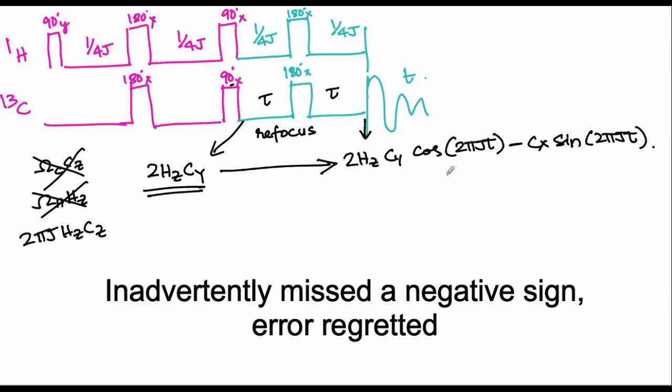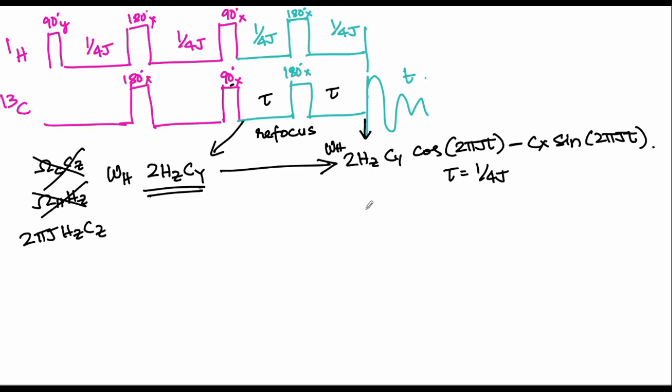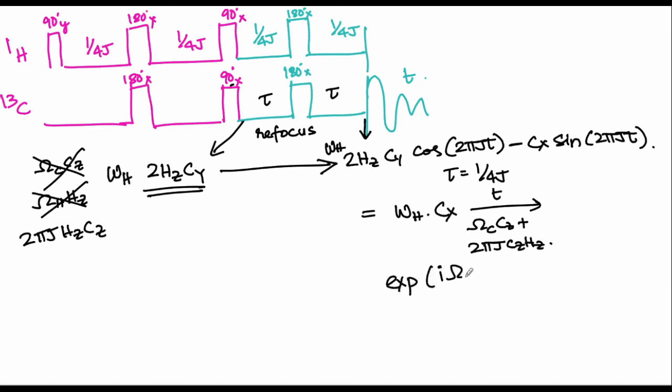The important thing here is that you have set tau to 1 over 4J. That immediately indicates this will go to 0 and this will go to 1. Therefore, you are only having minus Cx. Remember, all this is weighted with the omega H. So finally, you are going to get omega H times Cx. And Cx, when it evolves as a function of time with omega C Cz plus 2 pi J Cz Hz, you will finally get an expression that looks like exp(i omega C t) times cos of pi J t.